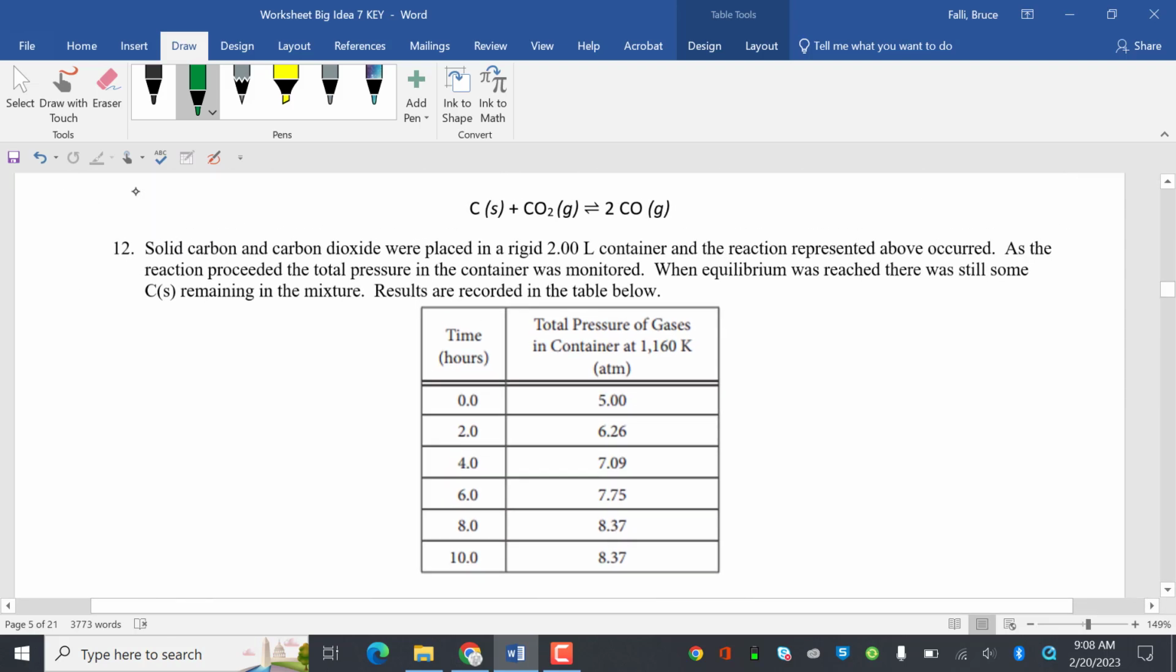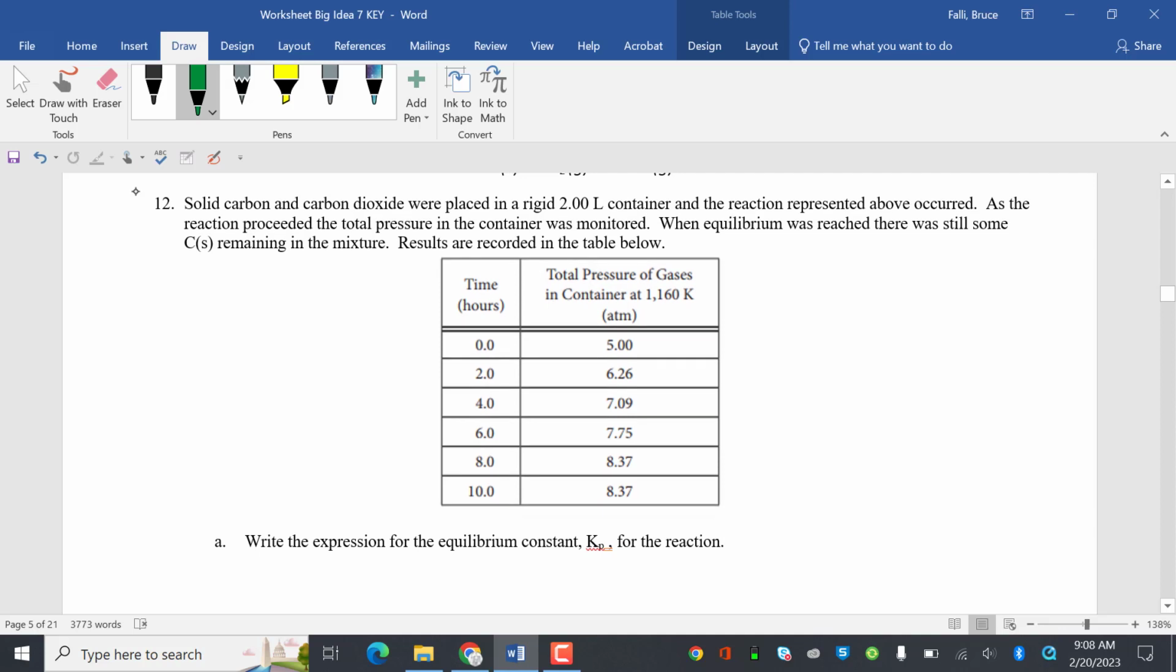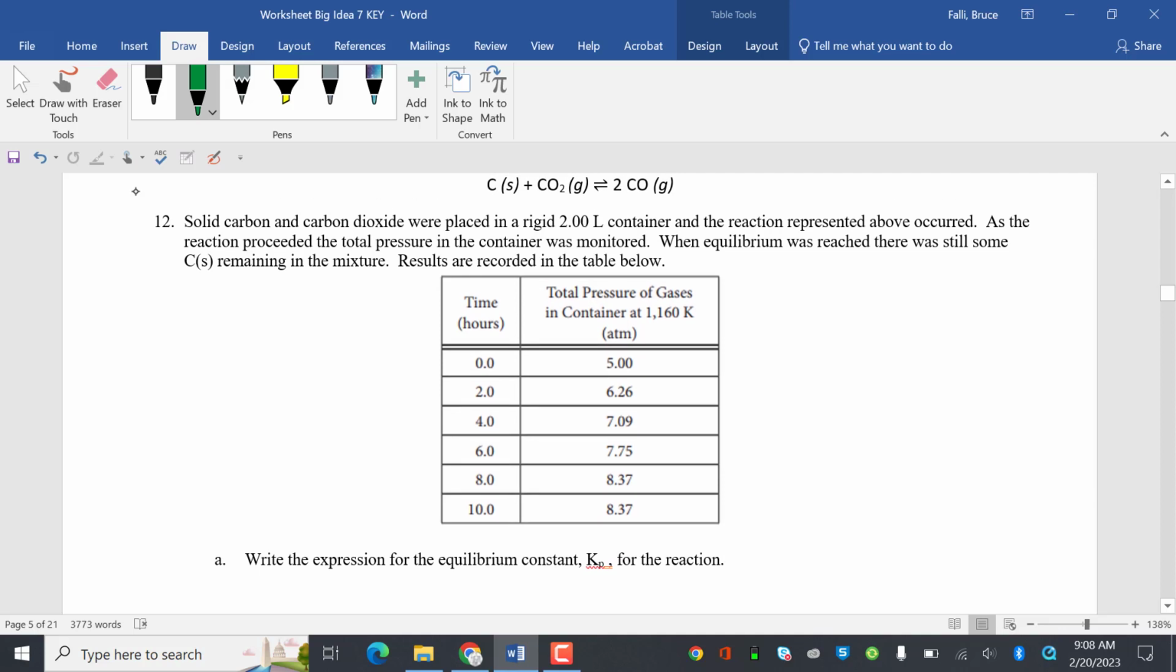All right. Solid carbon and carbon dioxide were placed in a 2-liter rigid container, and the reaction represented above occurred. As the reaction proceeded, the total pressure of the container was monitored. When equilibrium was reached, there was still some carbon remaining in the mixture. Results are recorded in the table below.